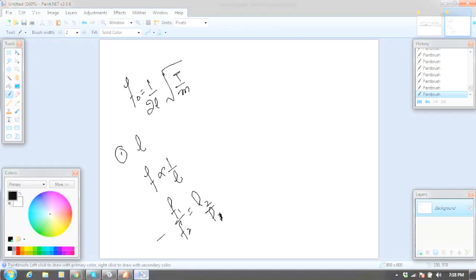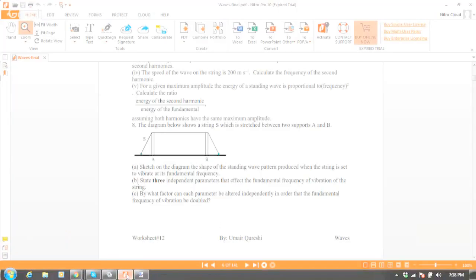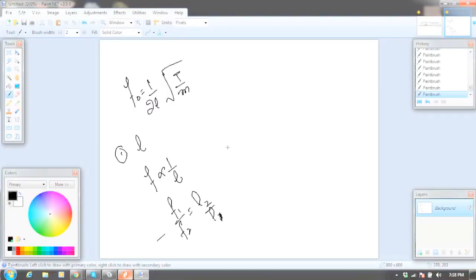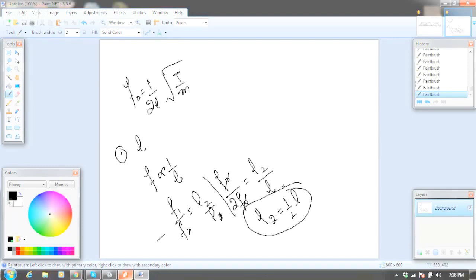We said that in order that the fundamental frequency of vibration is doubled, that is, if you have fundamental frequency F0, then double of this one is 2F0. The length is L2, which is to be determined. The initial length is L. So F0 and F0 cancel, then L2 will be equal to half L. That is, if you halve the length, the fundamental frequency will double.